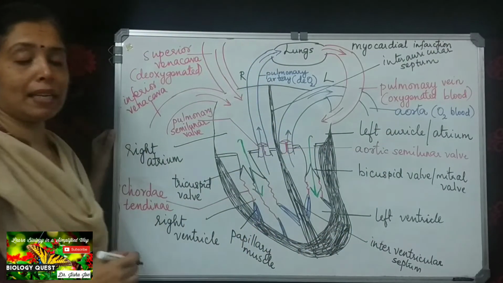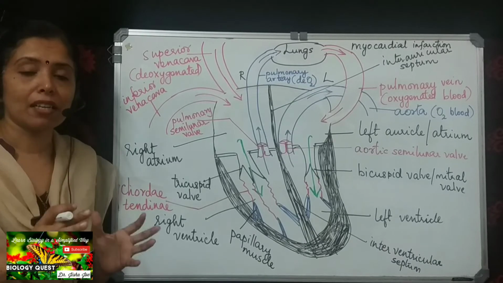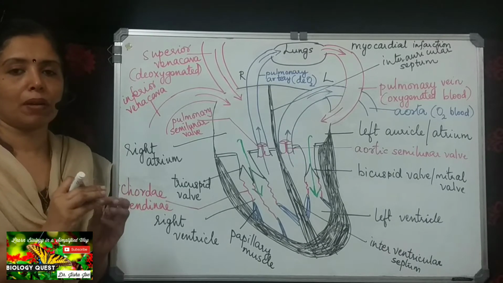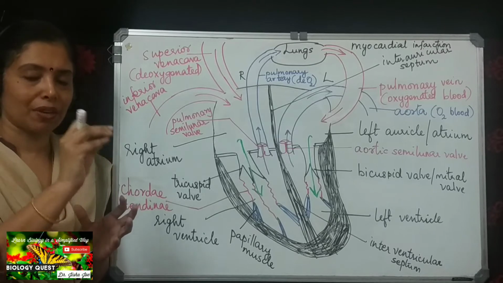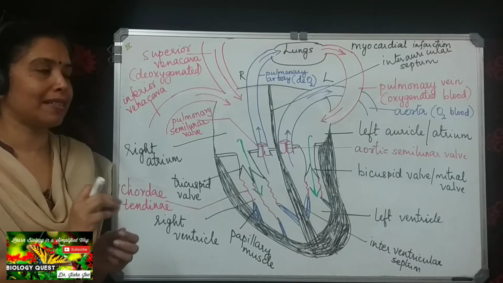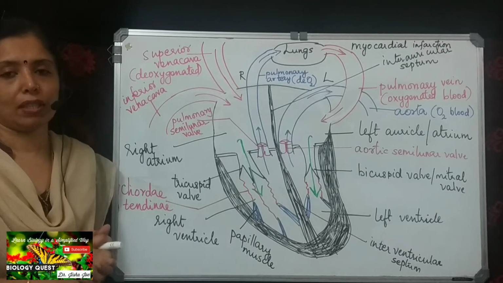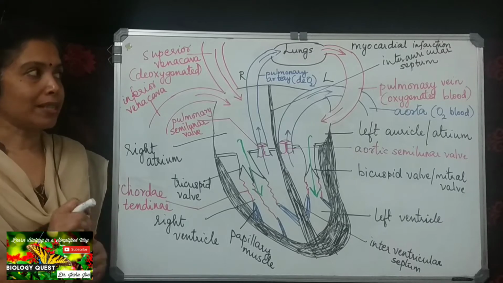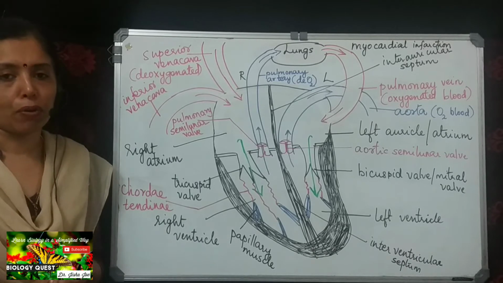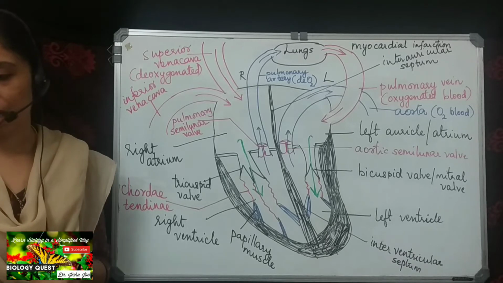Myocardial infarction, how is it caused? It is caused due to the deadening of certain regions or portions of the heart. How is the deadening of the heart muscles taking place? Due to the blockage in the coronary artery. So this leads to a condition called myocardial infarction, or in common language we say the heart attack.